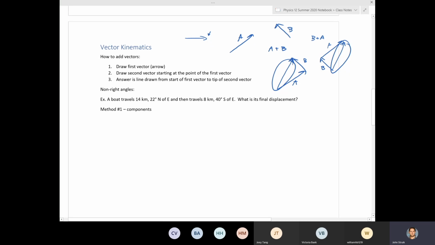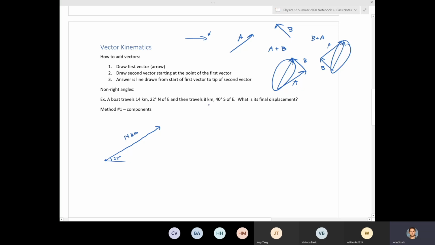So, a boat travels 14 kilometers, 22 degrees north of east, and then 8 kilometers, 40 degrees south of east. What is its final displacement? So let's say the starting point is right here. It's going to go 14 kilometers, 22 degrees north of east. So that's something like, I'm going to draw this a little bit bigger than normal. This is 22 degrees, that angle right there. And this is 14 kilometers.